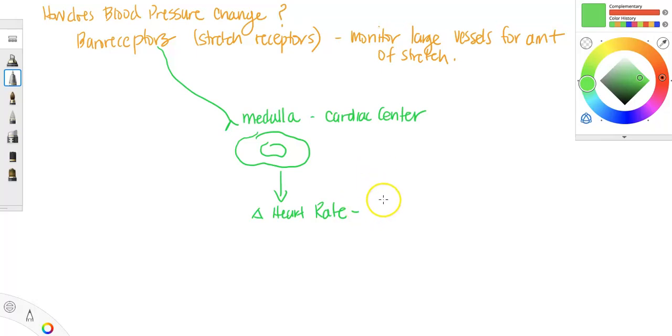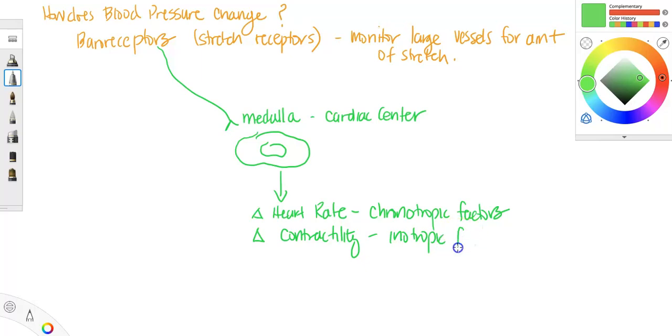Things that affect heart rate are called chronotropic factors. Another thing that can be done is affecting or changing force or contractility. And again, those are called inotropic factors. So again, remember, this is the force of contraction.